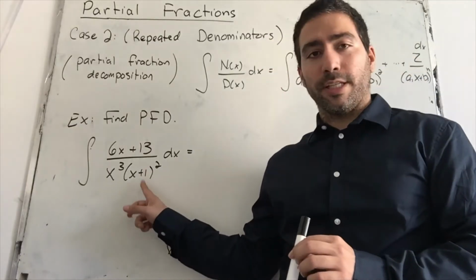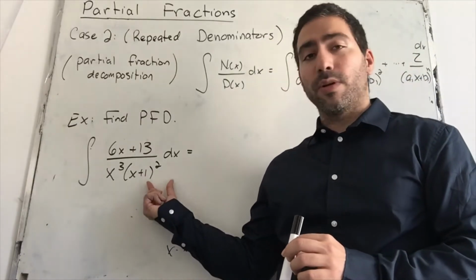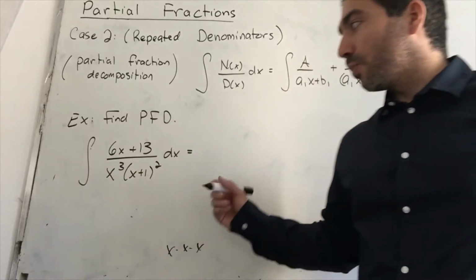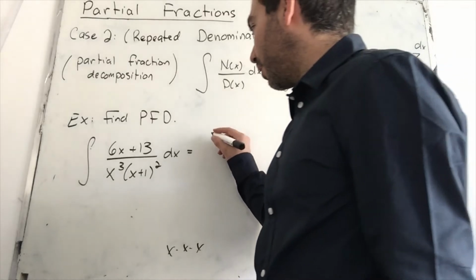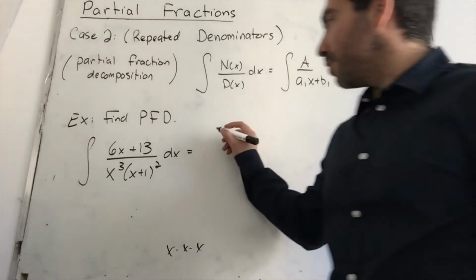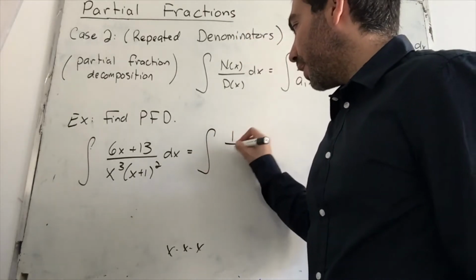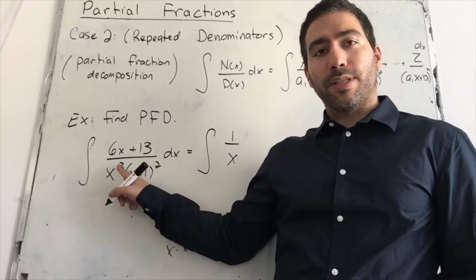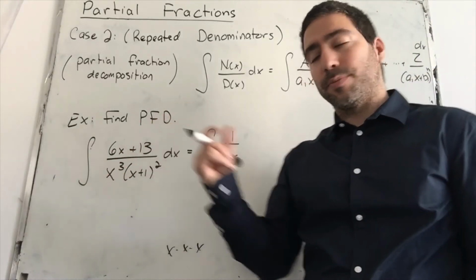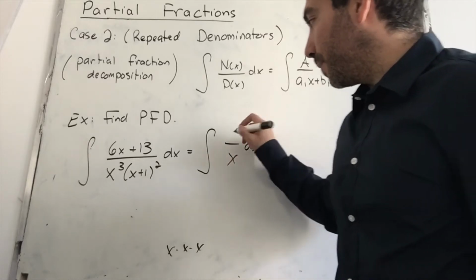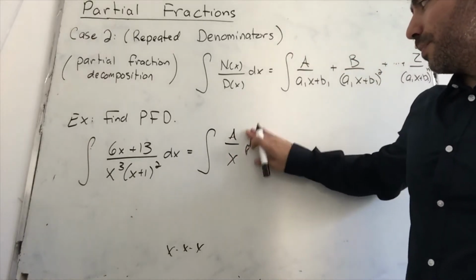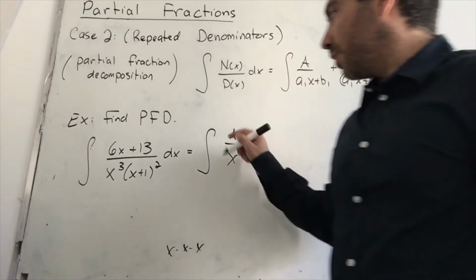And x plus 1 is squared, so it's x plus 1 times x plus 1, so it's repeated. So what we have to do is deal with each term individually. What this is telling us is to break it up into 1 over x. But since the exponent is cubed, we have to do each exponent. So 1 over x, oh sorry, not 1. We don't know what the numerator is going to be, we have to call it a. Let's put it all under one integral.